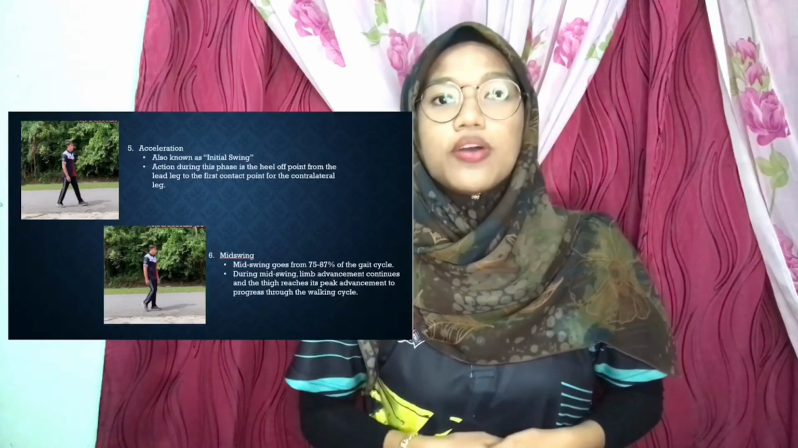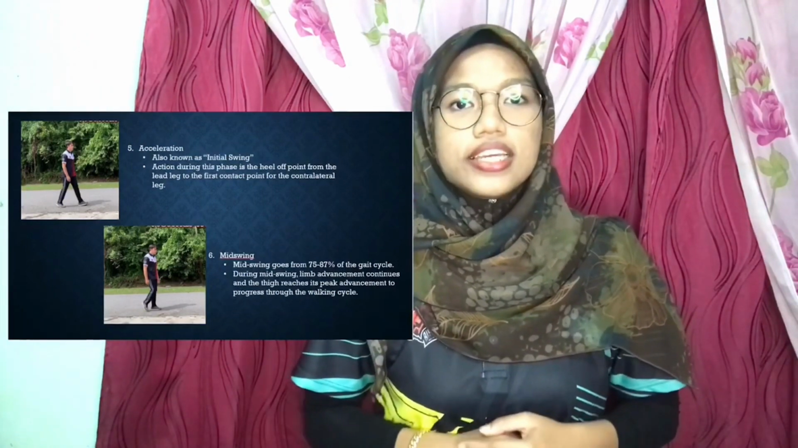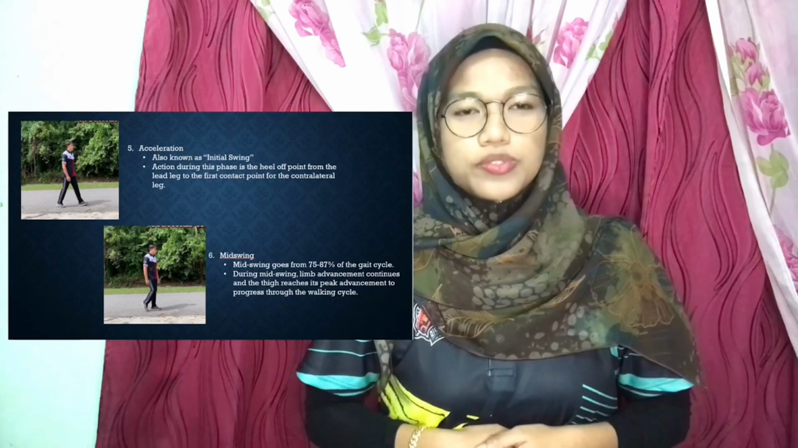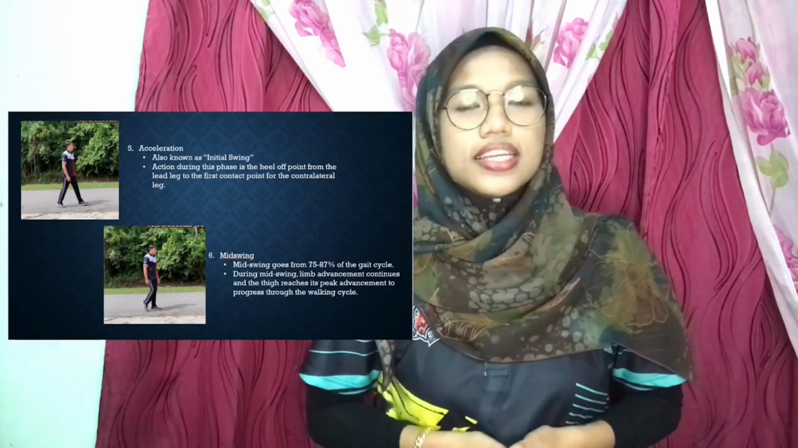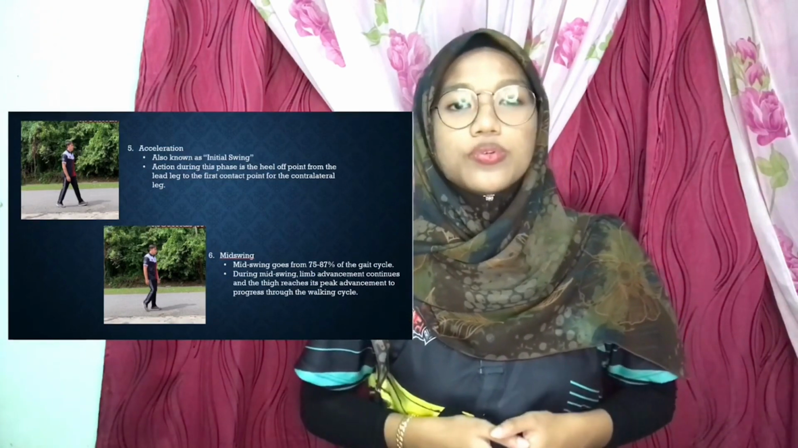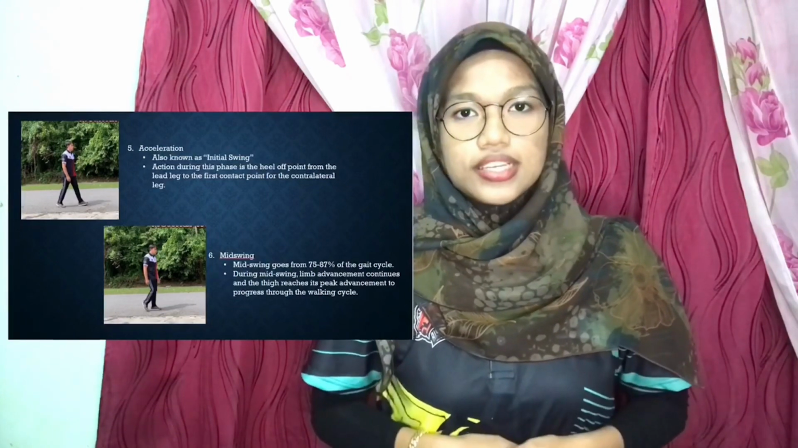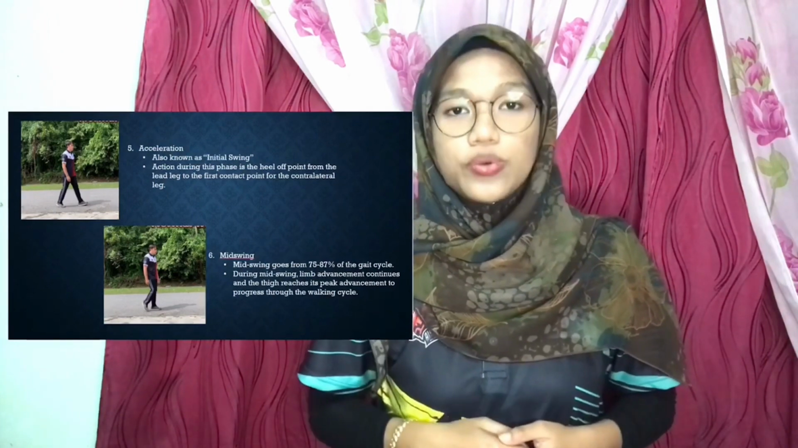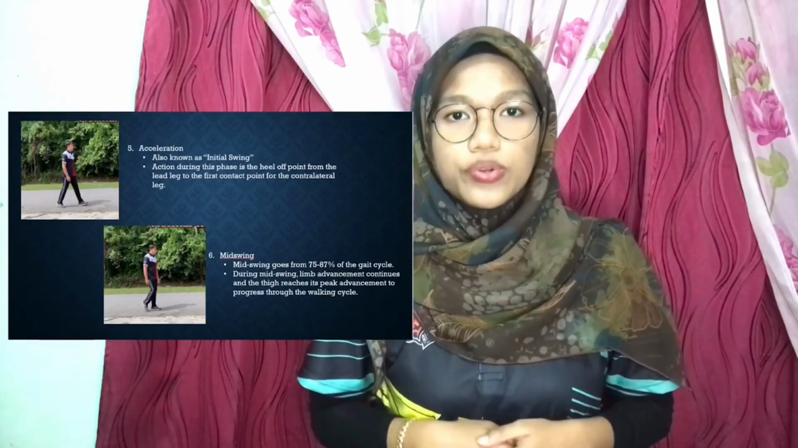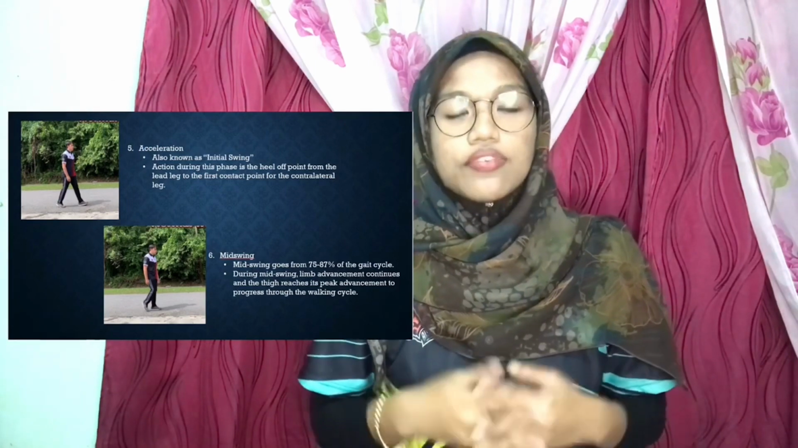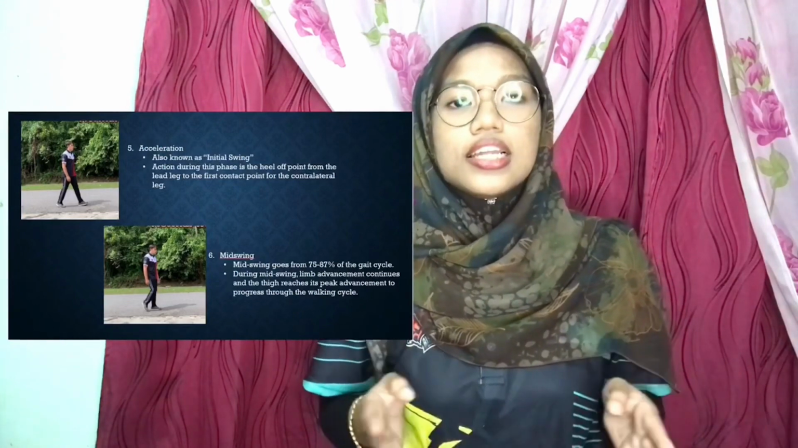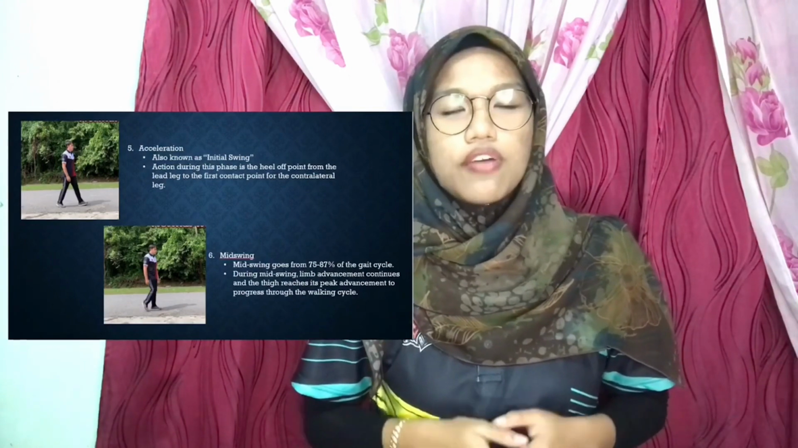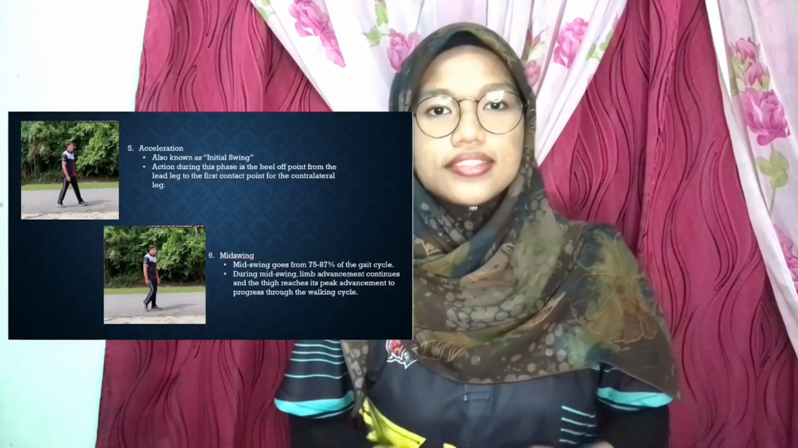The acceleration phase is about the rate at which velocity changes with time in terms of both speed and direction. In mechanic terms, acceleration is also known as a vector quantity in that it has magnitude and direction. As we know, acceleration is also known as inertial swing. For example, based on action during this phase is the heel of the point from the lead leg to the first contact point for the contralateral leg.